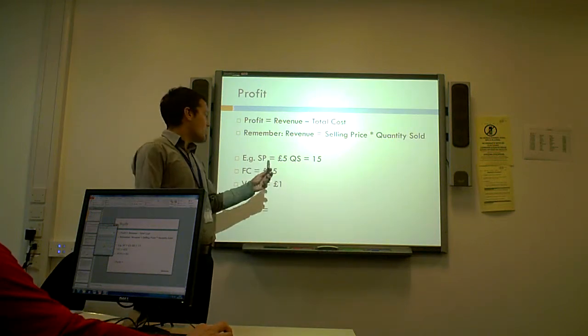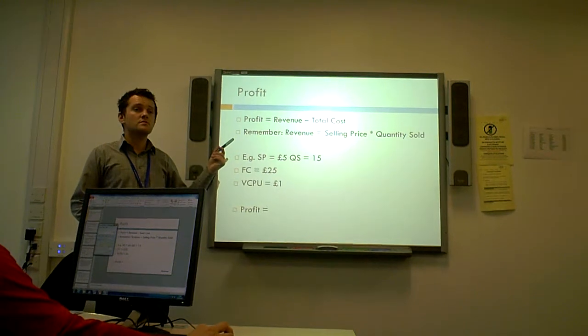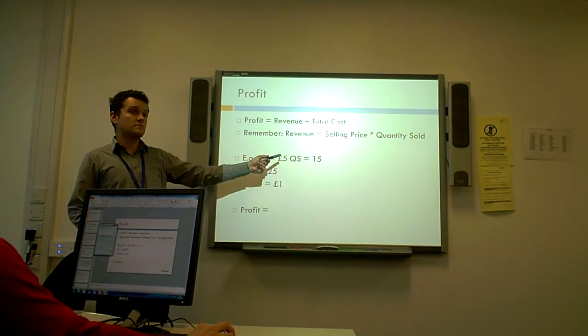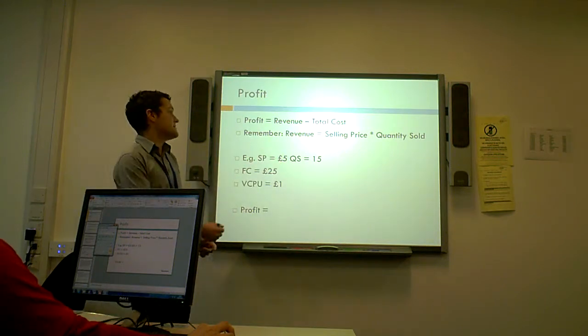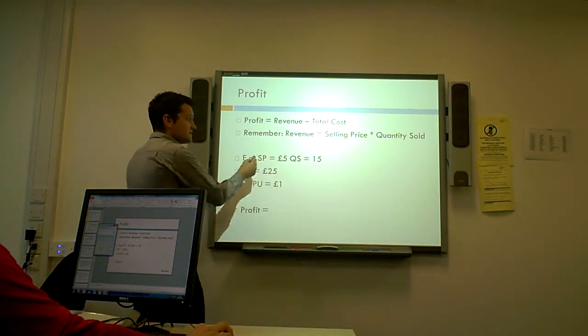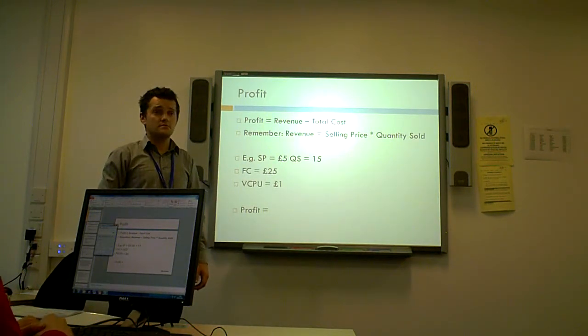You've got part of it. What's the first thing? What's the first sum you've got to do here? 15 times how much? 15 times 5. Why is that? What does that give you? The money you make. Remember, selling price times quantity sold. Selling price is £5. You sold 15. 15 times 5 is 75.